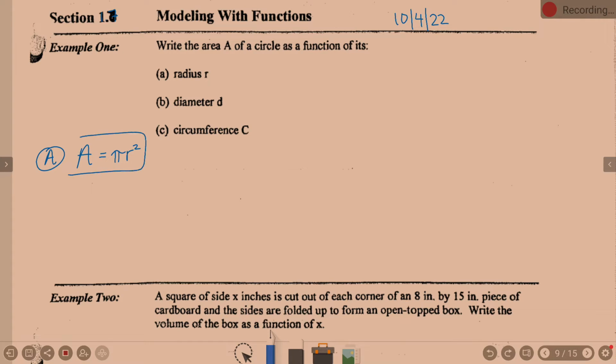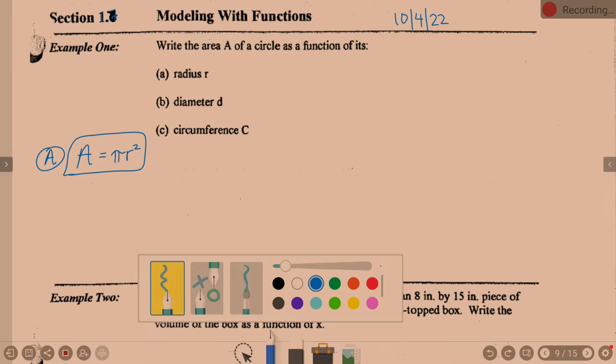So maybe you didn't learn it in elementary, but now on part A, we're done. It said to write the area of the circle as a function of its radius. So that means write an equation that is area equals, and the input value is r. So that was just knowing the formula. No work to do there. Got it? Okay. Part B.